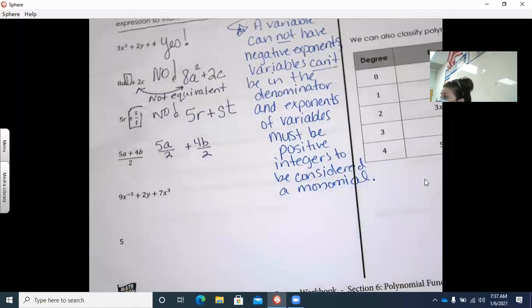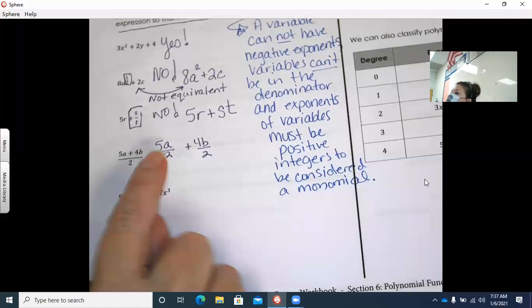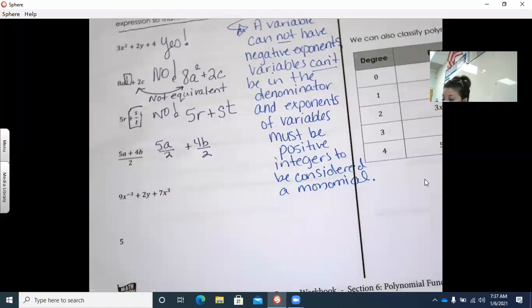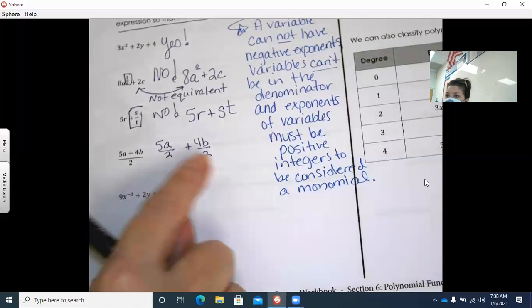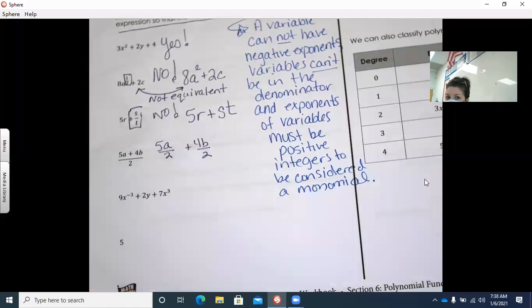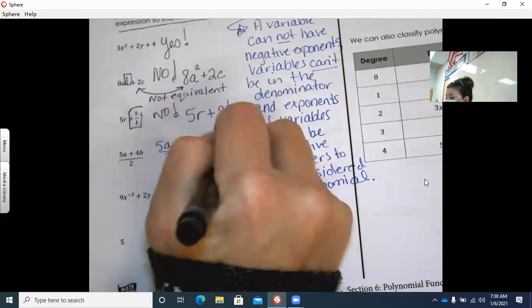No, just because you see a fraction, a lot of kids say, well, there's a fraction and there was a fraction in the last one and it wasn't. So yeah, it wasn't because there was a variable in the denominator, okay? You can't have a variable in the denominator. Here we have fractions, but the denominators are numbers, that's totally fine. Our variables don't have any weird exponents that we have to worry about. So yes, this is a polynomial.